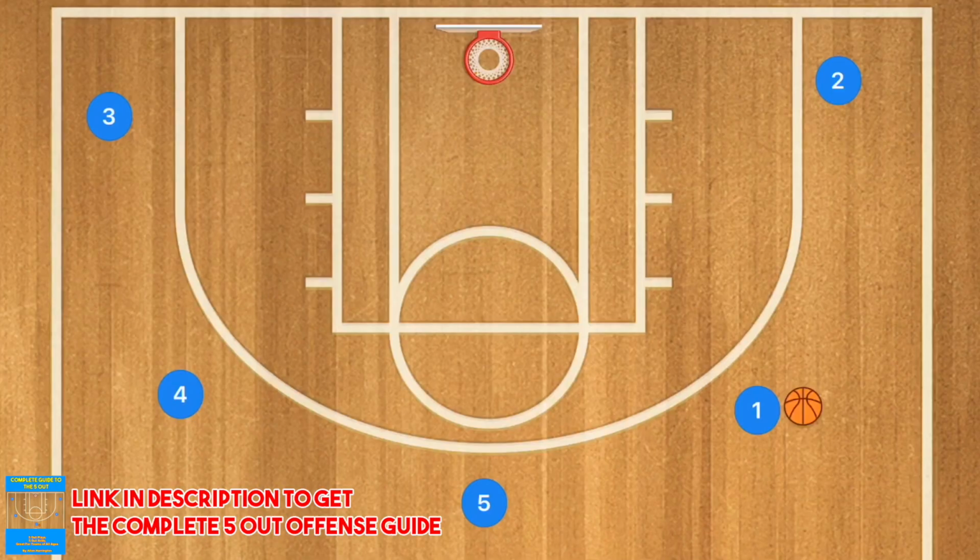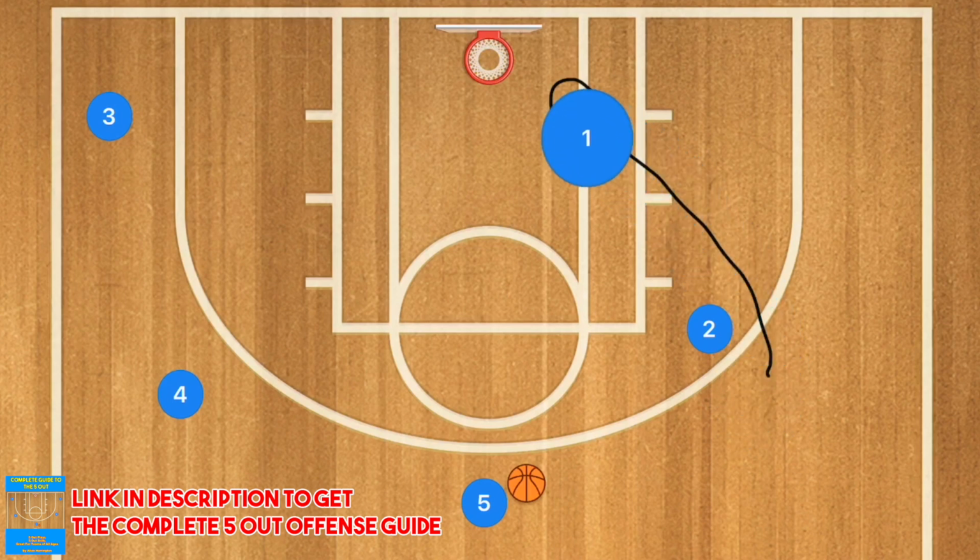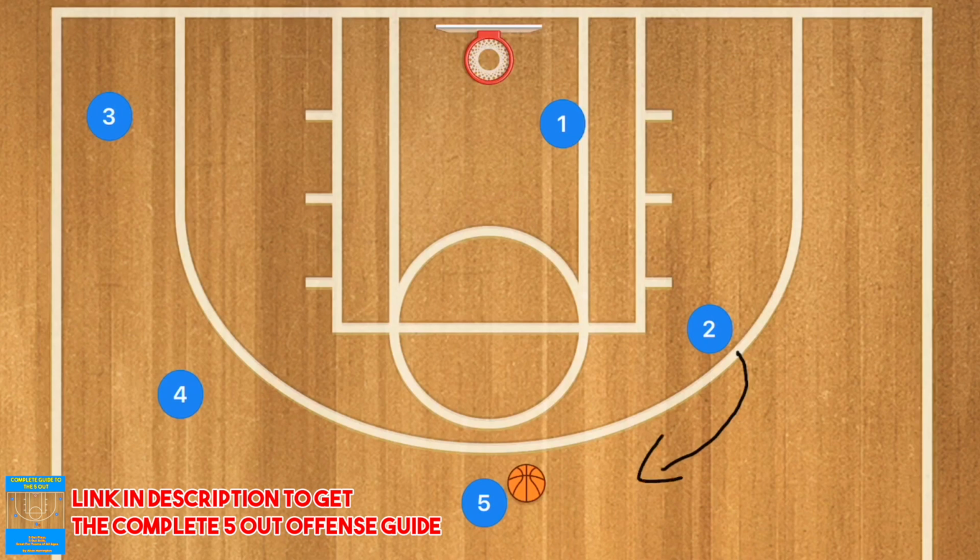Okay, so what we're going to start with in the Raptors 5-out offense, and they use this quite often, is player 1 is going to pass over to player 5, and at this point we're going to have a back screen by player 2. Player 2 is going to set that back screen, and player 1 is going to then cut towards the rim. When player 1 cuts towards the rim, player 2 and 5 come together, and player 1 is going to be popping out towards the corner.